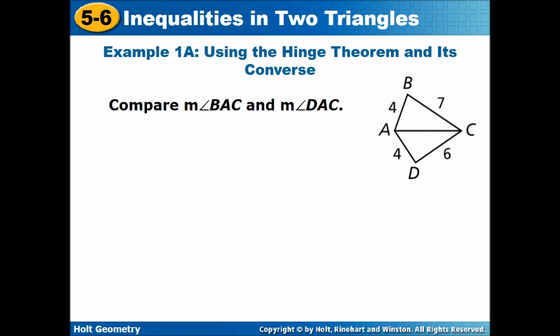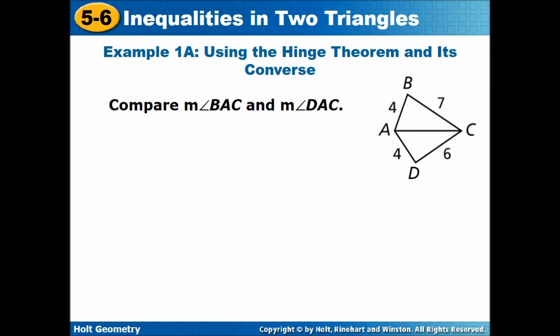Example 1A, I'm sorry, is using the hinge theorem and its converse. So here we'll apply this. Now, notice here I have a polygon ABCD. It's a four-sided figure, but it's been divided by a diagonal, line segment AC. So it forms two triangles. BAC and DAC are two angles in those triangles, and we want you to compare them.